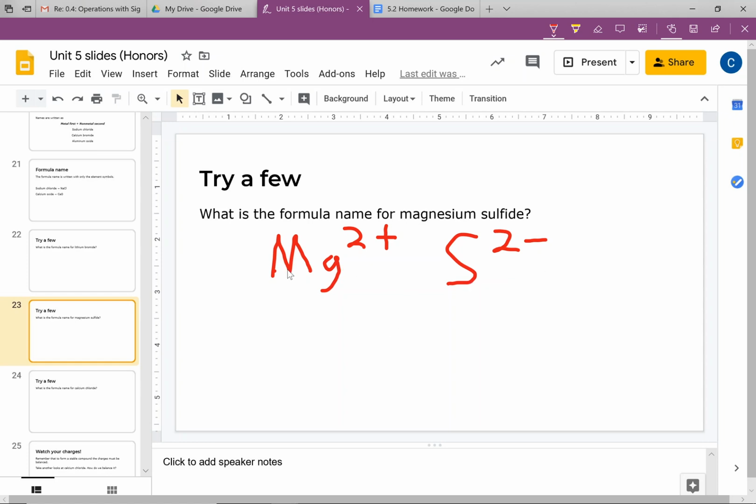Okay, again, we want a neutral compound. 2 positive plus 2 negative, that's a net 0. So these two work together. So we have M lowercase g, S, MgS, magnesium sulfide. It's just the element symbols written out. I'm going to move on and do one more.